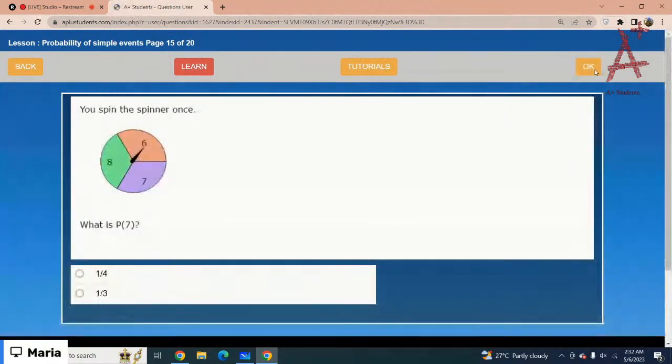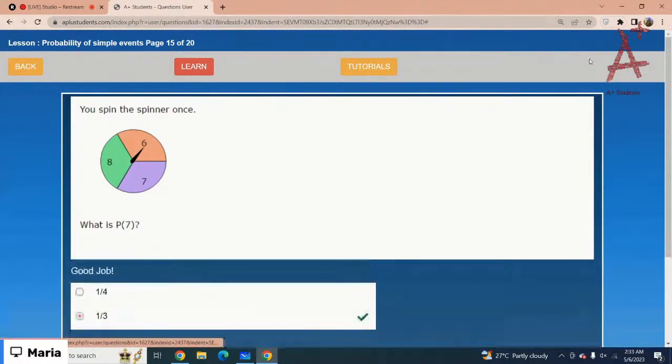Okay, you spin the spinner once. What is the probability of getting 7? It would be 1 over 3. Got it? Because the spinner has three portions and just one of them is 7, so it would be 1 over 3.